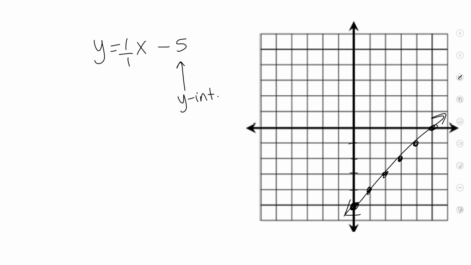Now, if it's a negative slope, that means you would go this direction. If it was negative, okay?